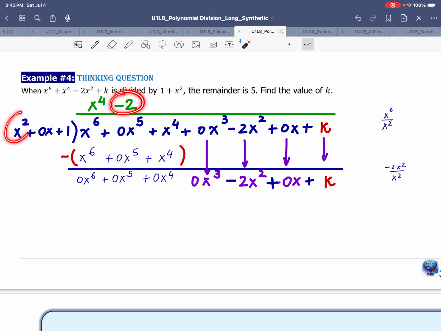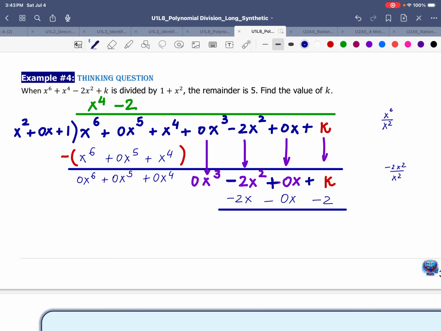Multiply negative 2 by every term in the divisor and list it underneath. So we have 2 times x squared, 2x squared. Next we have, that's a negative 2, so negative 2x squared. Next we have negative 2 times 0x, negative 0x or positive 0x, doesn't matter. Negative 2 times 1 is negative 2. I'm going to draw the line again, and we'll subtract whatever we created here.